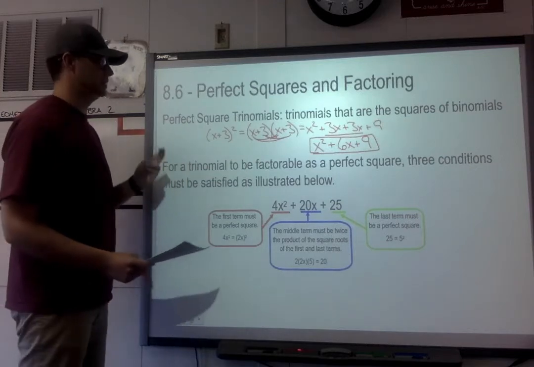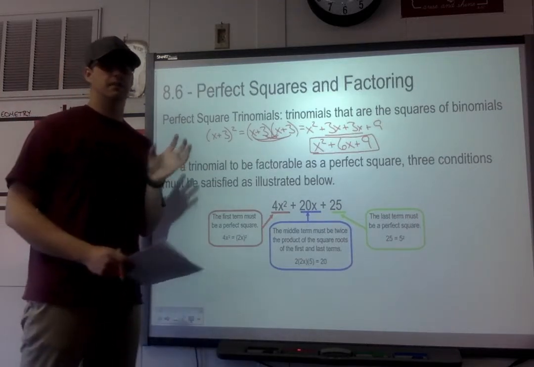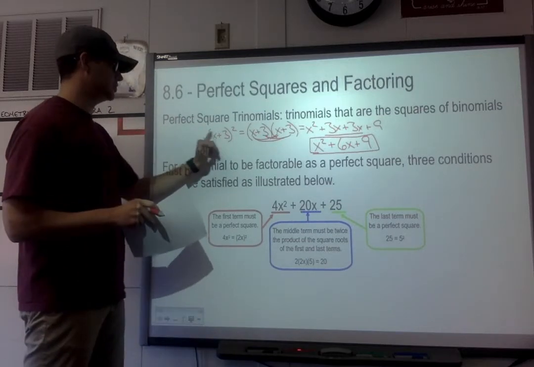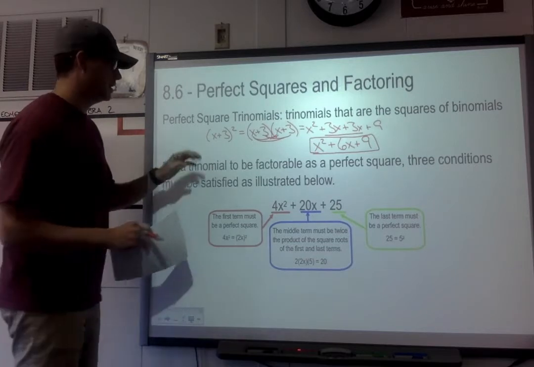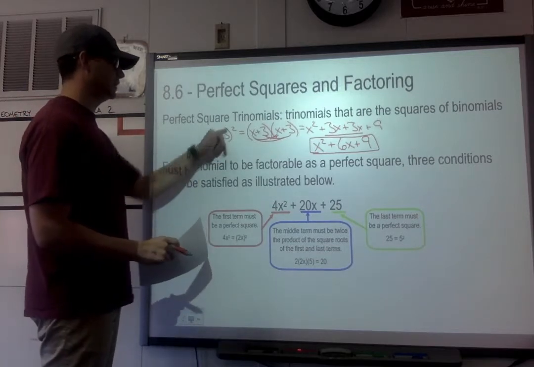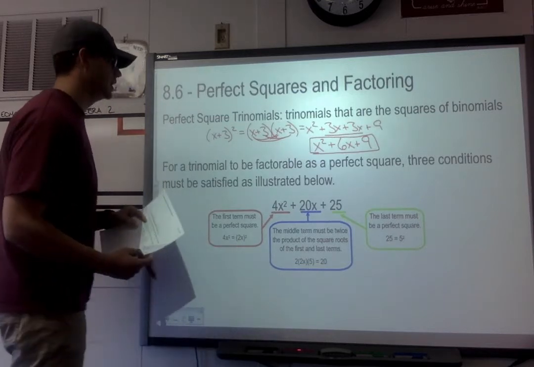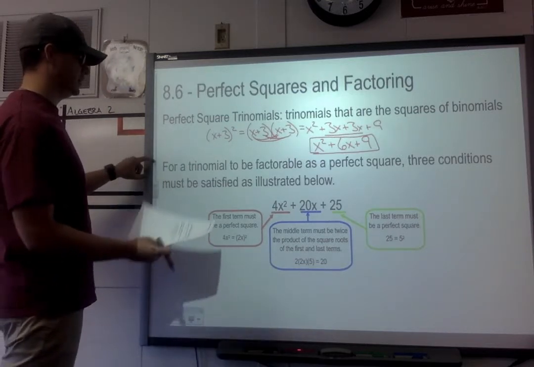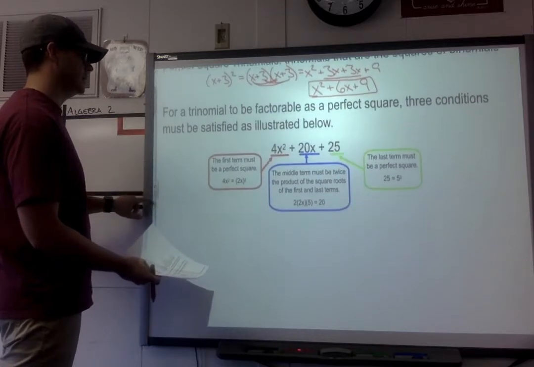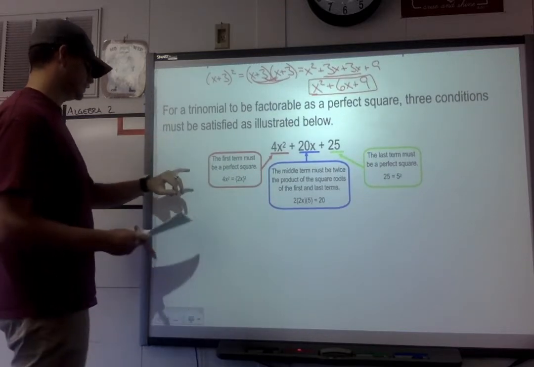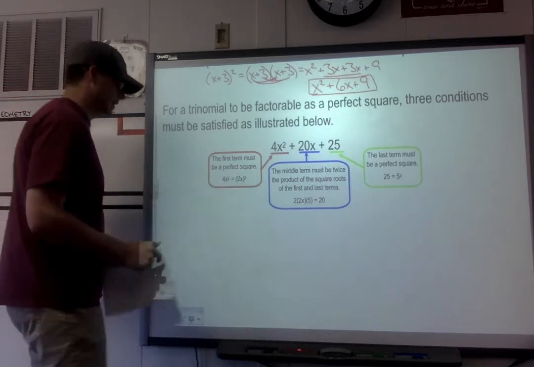Now the difference here, last time again we talked about the difference of squares. That was where you had a binomial where both of your terms within it were perfect squares and you were subtracting. This time we have a binomial and we are squaring that binomial. So, in order to tell whether or not a trinomial is a perfect square trinomial, we have to follow these three conditions, and we need to do it in the order that I'm going to talk about them here.